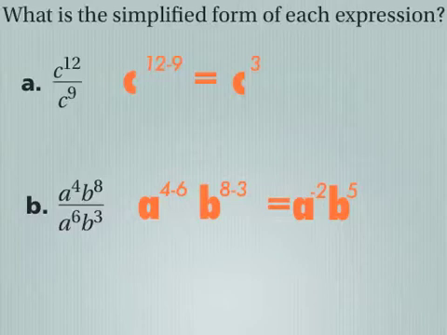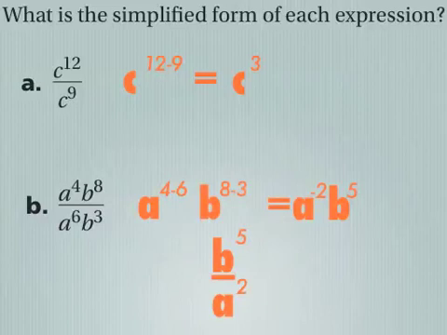In this whole chapter, chapter 7, we don't want to have a negative exponent, so we need to bring a to the negative 2 down below and send it to the denominator under b to the 5th. So my final answer is b to the 5th over a squared.